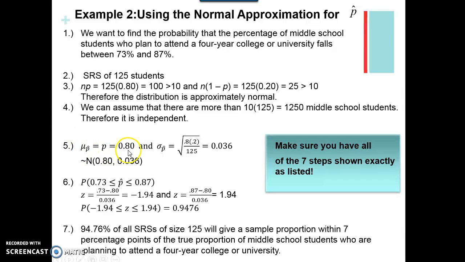We have the mean of p hat is 0.8, and notice I show the plug-in for the standard deviation from the sample: square root of 0.8 times 0.2 divided by 125, which is 0.036. We're checking to see, notice the p hat statement, that one of those samples of 125 students falls between 73 and 87%. Work the probability statement with your z-score, answer, and then final answer as a sentence.